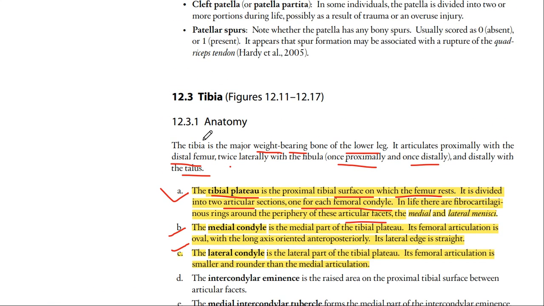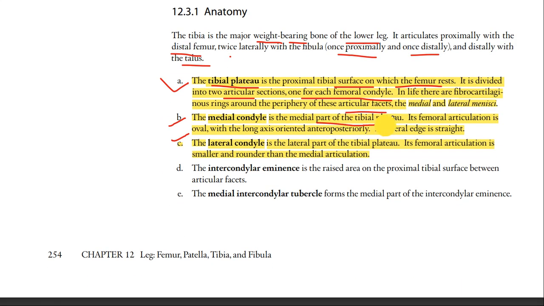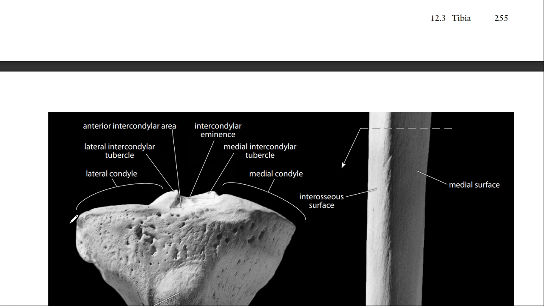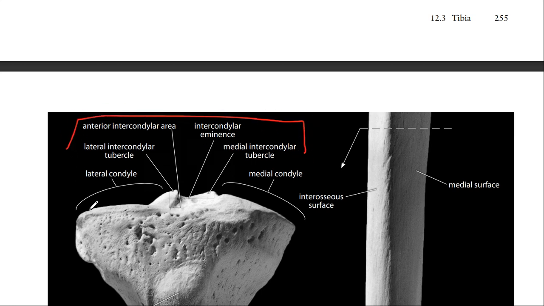Now the medial condyle is the medial part of the tibial plateau. Fine, as the name itself says, its femoral articulation is oval with its long axis oriented anteroposteriorly. Its lateral edge is straight. So see, this entire structure is called the tibial plateau. It looks like a plateau-like structure, right? And on one end we have the medial condyle and on the other end we have the lateral condyle, where at both places there is the location or the setting up of the femur bone.